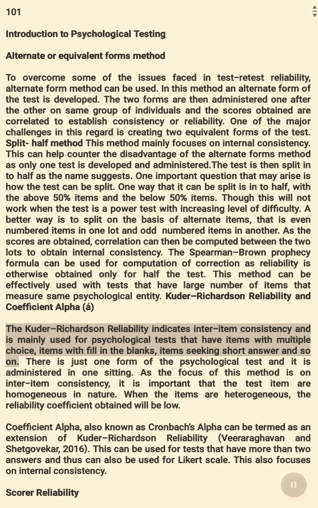Kuder-Richardson reliability and coefficient alpha. The Kuder-Richardson reliability indicates inter-item consistency and is mainly used for psychological tests that have items with multiple choice, items with fill in the blanks, items seeking short answers, and so on. There is just one form of the psychological test, and it is administered in one sitting. As the focus of this method is on inter-item consistency, it is important that the test items are homogeneous in nature. When the items are heterogeneous, the reliability coefficient obtained will be low. Coefficient alpha, also known as Cronbach's alpha, can be termed as an extension of Kuder-Richardson reliability. Veeraraghavan and Shitgovekar, 2016.